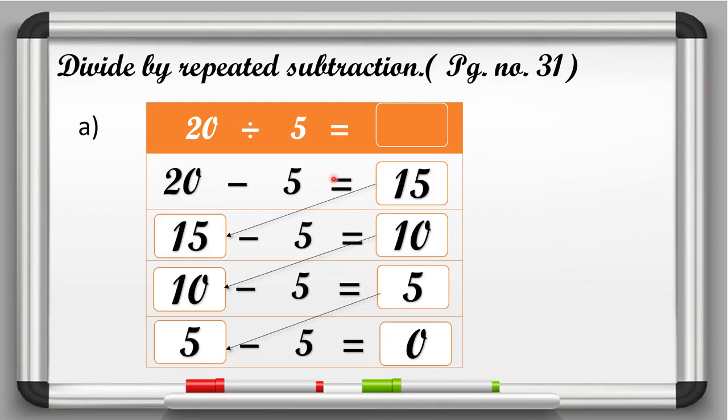So how many times we have subtracted 5? That is 1, 2, 3, 4. 4 times. So we will write 4 here. So 4 is our answer.